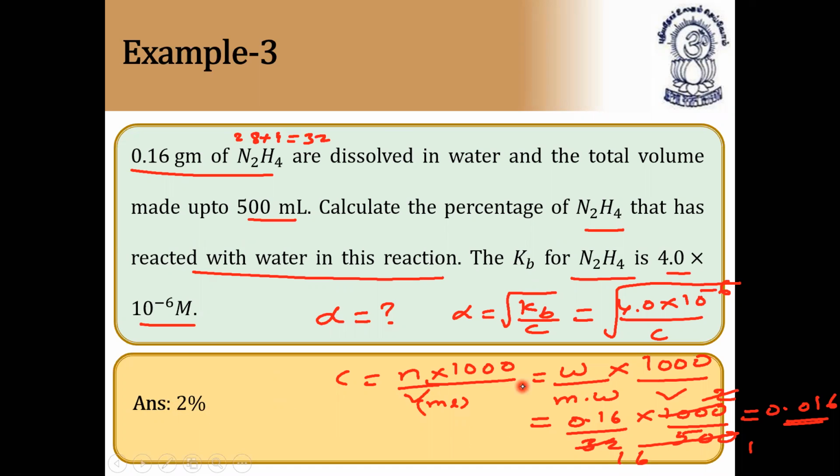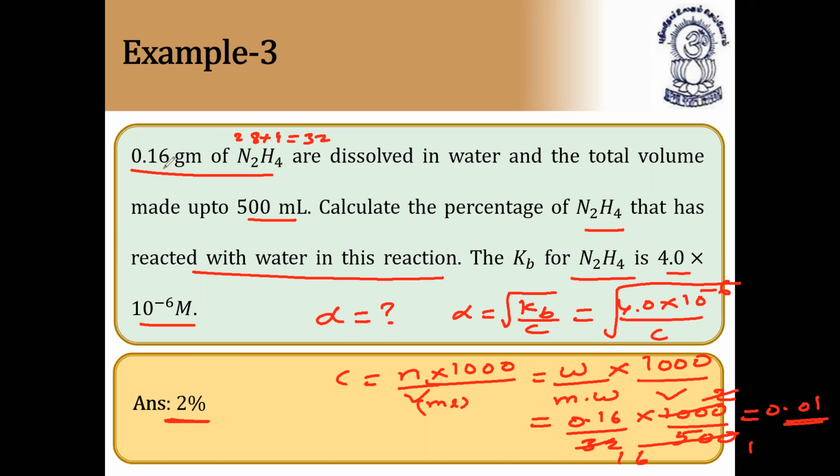So 0.16 by 16 is equal to 0.01, it is not 0.016, it is 0.01 only. That is 10 to the power of minus 2. So the value of C is 0.01. Kb by C is 4 into 10 to the power of minus 6 by 10 to the power of minus 2, so 10 to the power of minus 2 goes to the numerator and it becomes 4 into 10 to the power of minus 4. If you calculate this, you will get 2%.